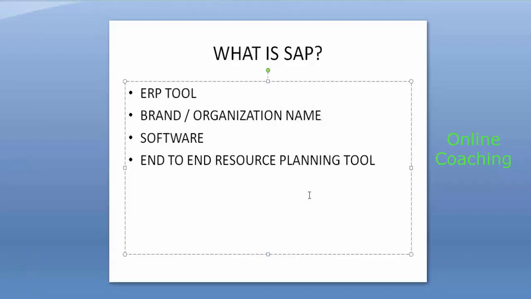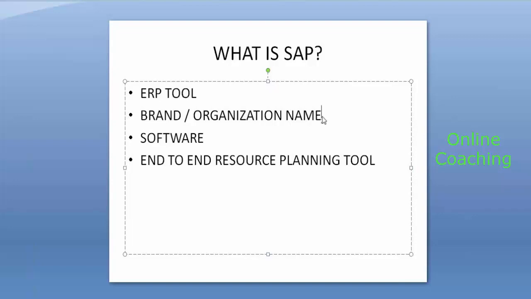In the same way, there is a lot of confusion among people when I'm taking classes. If I ask people what is SAP, I get a bunch of different answers. Some people say it's an ERP tool, some say brand, some say it's software, an end-to-end resource planning tool. Some people say it is a company. So why do we have this much confusion?